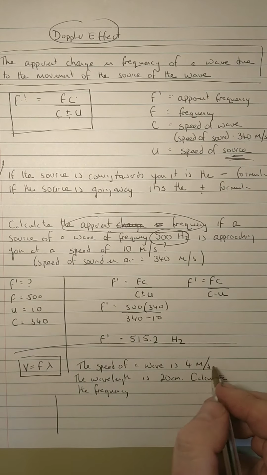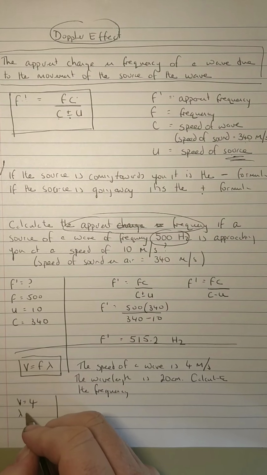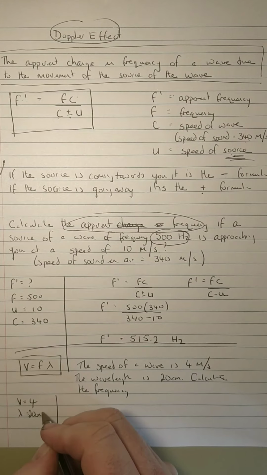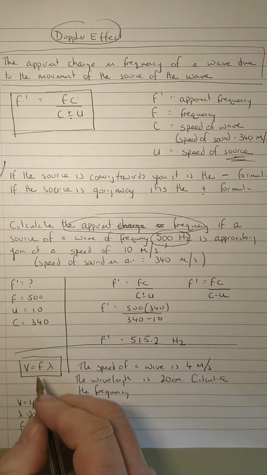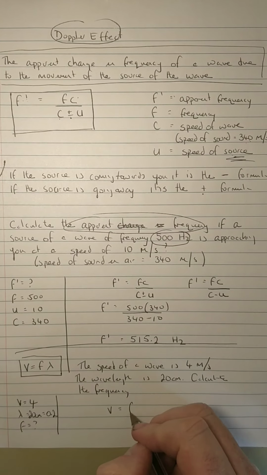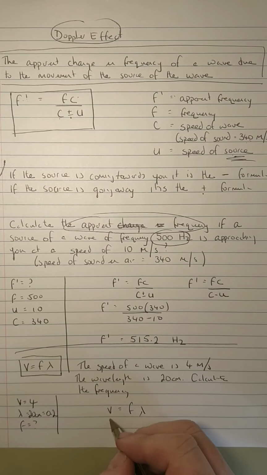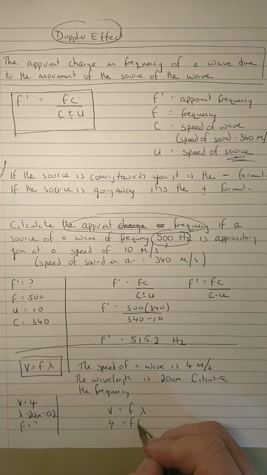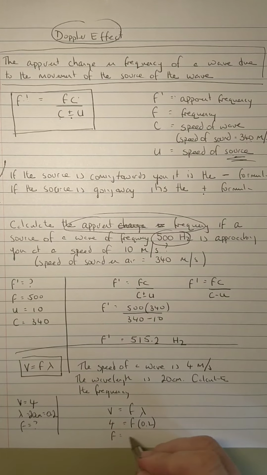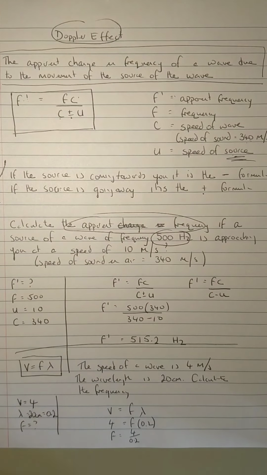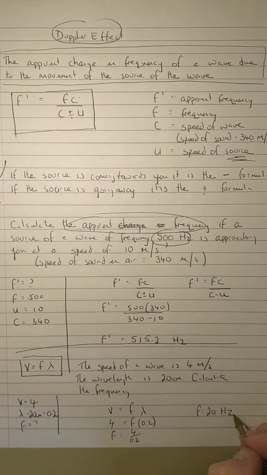So the speed is 4, so V is 4. The wavelength is 20 centimeters. Now you always have to change everything to meters, so you change that to 0.2. And the frequency we don't know. So using this formula, V is F times lambda. Lambda, remember, is the wavelength. So 4 equals F times 0.2. Only one unknown, so divide both sides by 0.2 or bring it across, whichever way you do it in your maths, and you get an F of 20. And remember, frequency is in hertz.